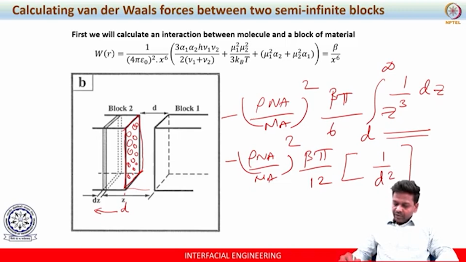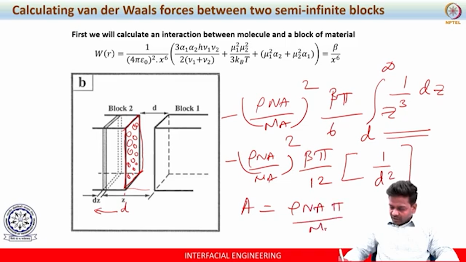Now I assume there is something called the Hamaker constant. If I assume the Hamaker constant as capital A, all these things I can put into this bracket. So I can call this Hamaker constant rho Na pi divided by Ma whole squared. Since I have taken one additional pi and put it inside the bracket, I also have to add one more pi in the denominator. So this is nothing but the Hamaker constant.